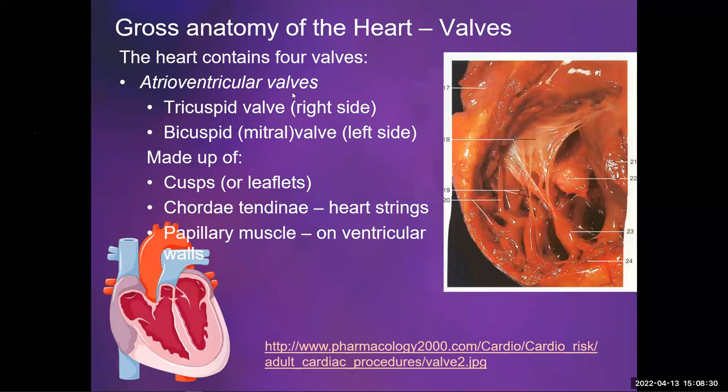In terms of the valves that you have, atrioventricular valves. Where do you think the AV valves lie, between what two areas in the heart? I'll give you one. One is the atria and the other one is the? Ventricle. Yeah, that's why they call them AV valves. And you have the tricuspid and bicuspid. Tri because it has three parts making up this one, and the bicuspid because it has two. So bi usually means two, tri means three.